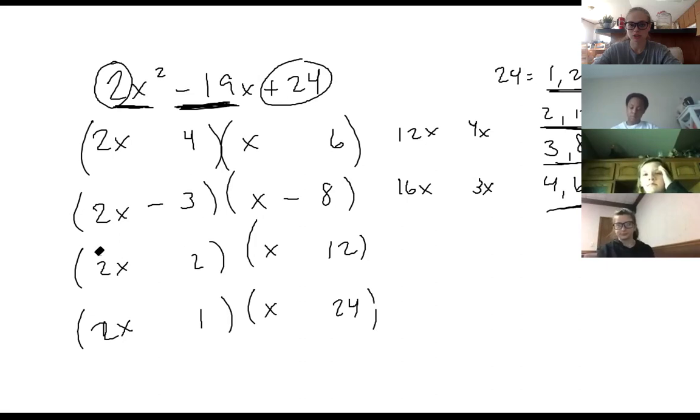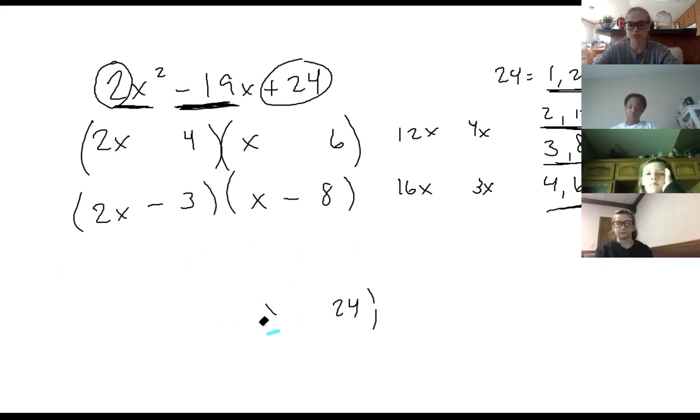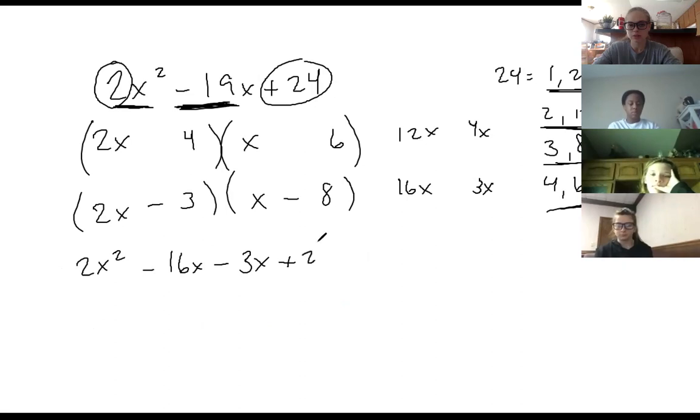Okay, so let's check this one to make sure that it works out. 2x times x, that's 2x squared. 2x times negative 8, that's negative 16x. Negative 3x plus 24. There we go.